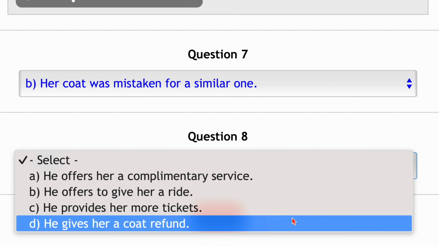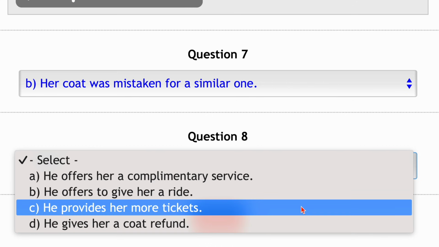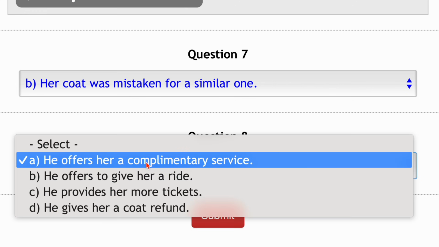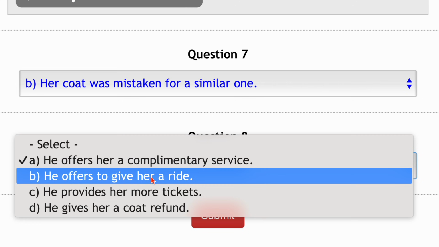So, not a coat refund, right? He didn't give her a refund for the coat. He gave her the coat. Also, he didn't provide her more tickets. Didn't say, here's some extra tickets. He asked her, come back. So looks like the answer is A. Complimentary means some free service, something extra to say sorry. Well, but complimentary in general is like a free service, okay? Not give her a ride.